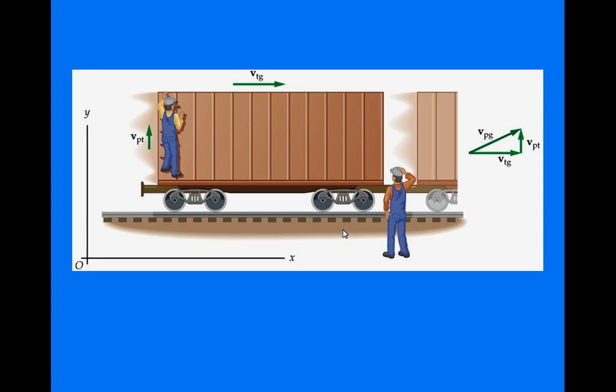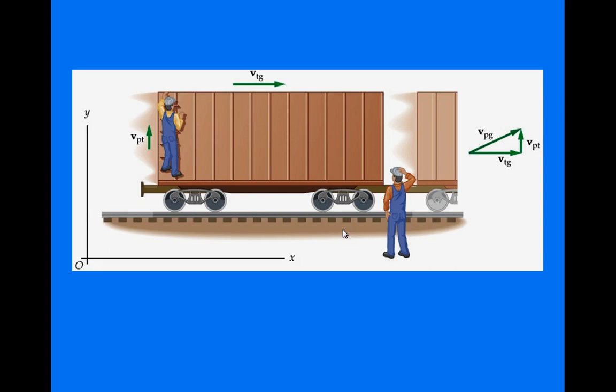It's important that we specify what we're talking about. So those two little subscripts that you see: the velocity of the person relative to the train is in the positive y-axis. They're climbing up that ladder. Also, we have the velocity of the train relative to the ground. That's in the positive x-axis.